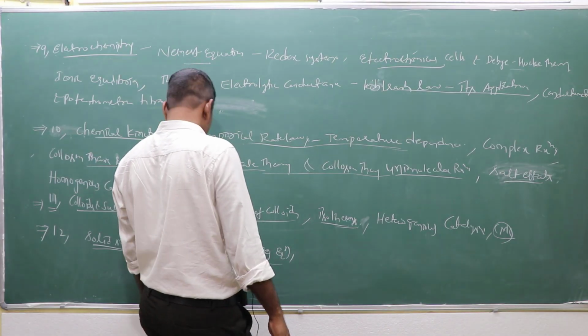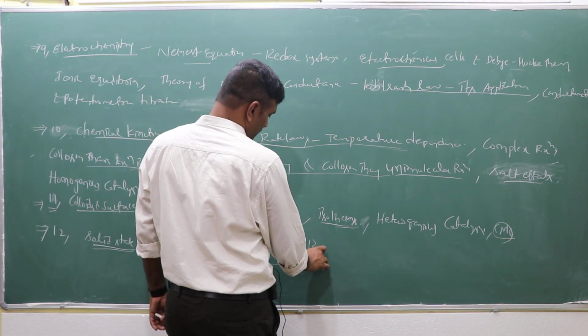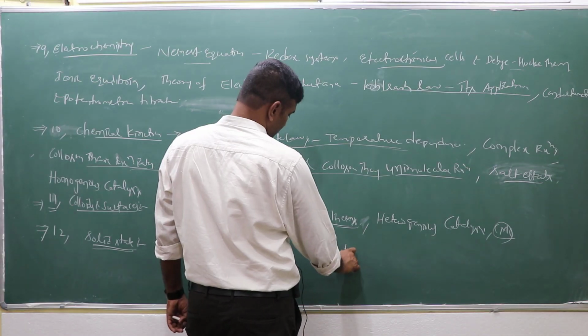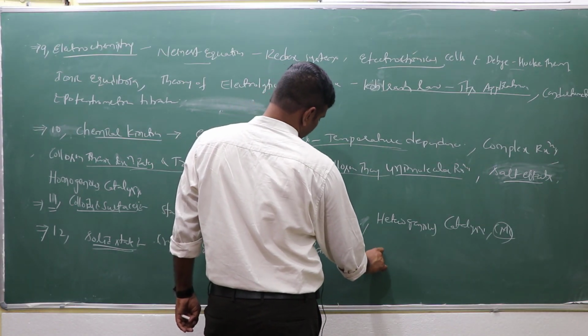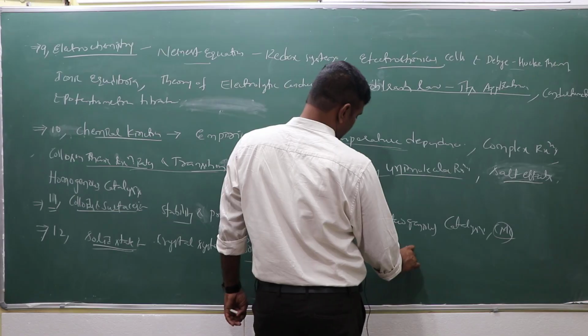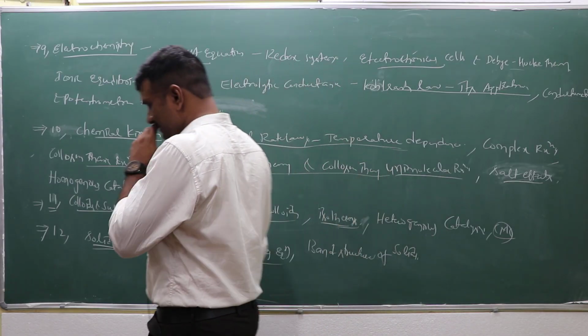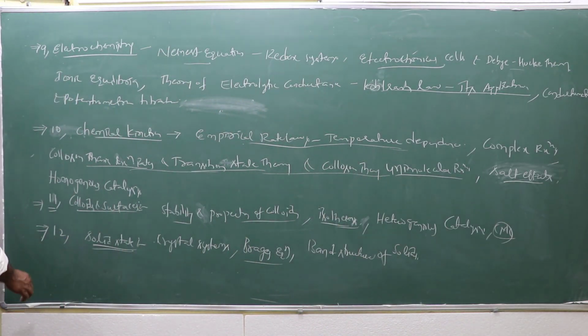Another topic mentioned in the solid state is the band structure of solids, band theory. This is mentioned in unit 12 of the syllabus, colloids and surfaces and solid state.